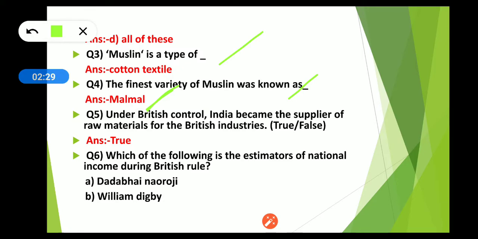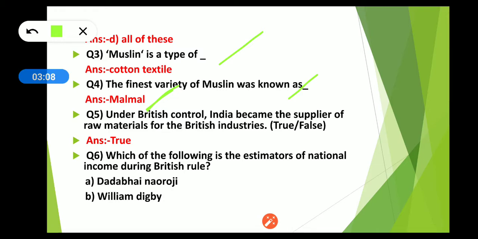So the main center of production of malmal, which is one of the finest variety of muslin cotton textile, was Dhaka. Okay, at that time it was known as Dhaka. Dhaka is the capital of West Bengal. That time it was part of India. So Bengal was famous for producing finest variety of muslin, which was known as malmal or malmal khas.